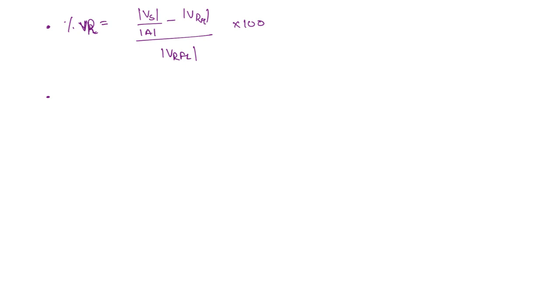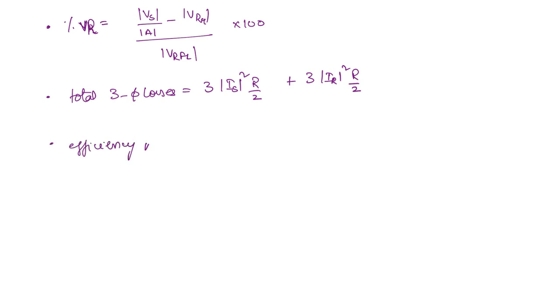Next, what will be the total three-phase losses? This is going to be 3 times Is square R by 2, because there are 3 lines, plus 3 times IR square R by 2. This will be the total 3-phase losses. If it's only for a single phase, that means per phase, then you just remove the 3. That's all. Then the next point is the efficiency. This is the receiving end power divided by the receiving end power plus the losses.